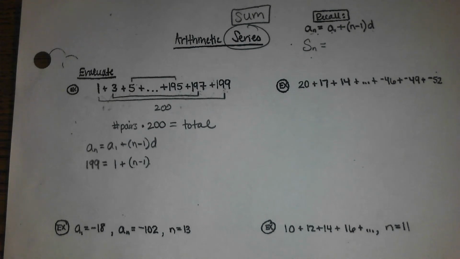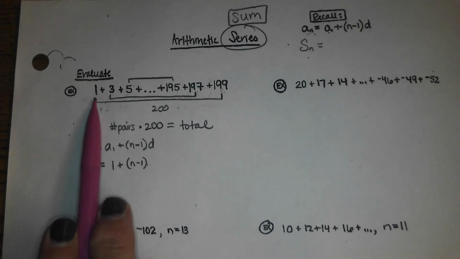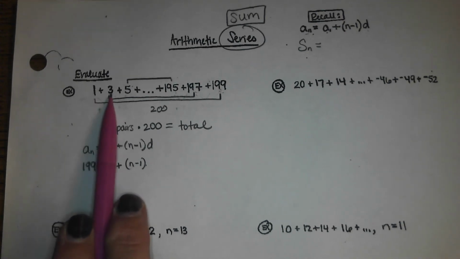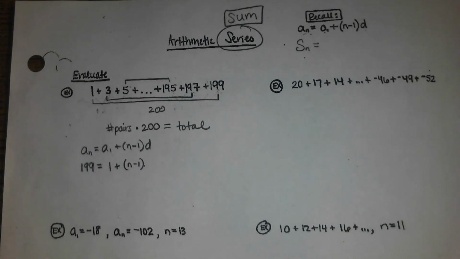D stands for common difference. What's that? My common difference is what am I adding or subtracting to get from here to here, and from here to here, and then from there to there. 2. So 2 is my common difference.